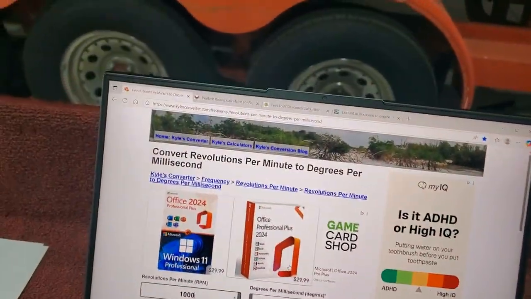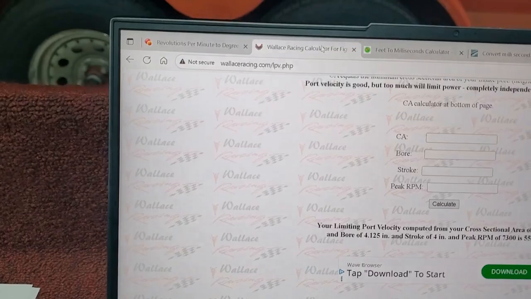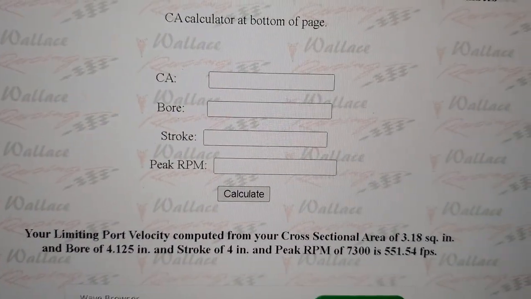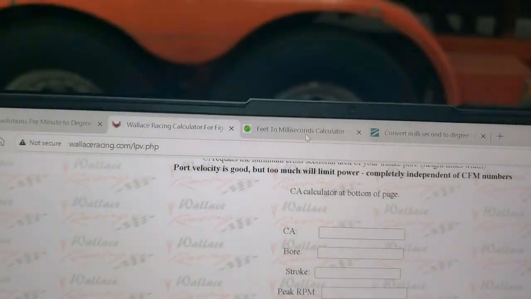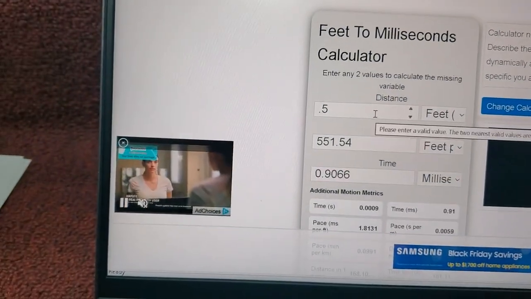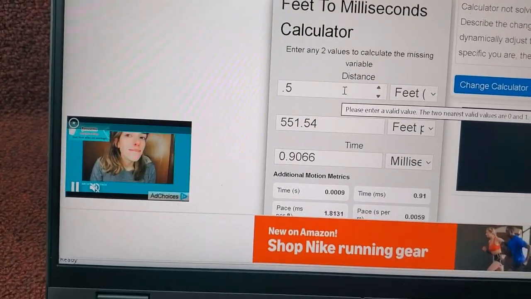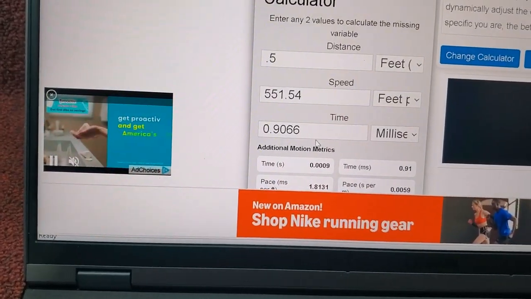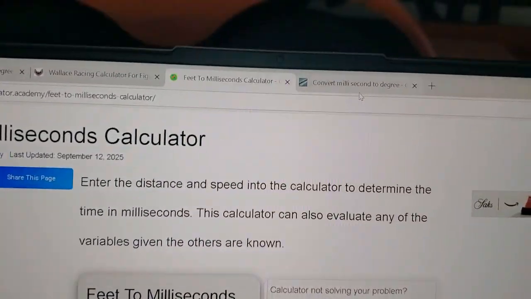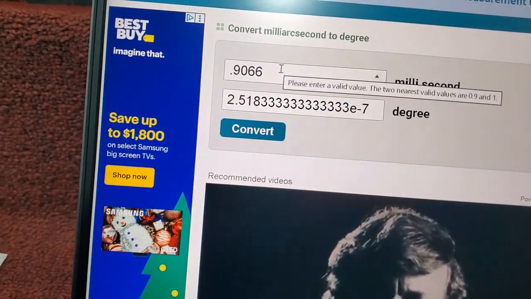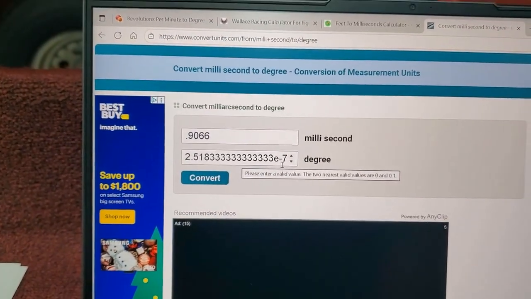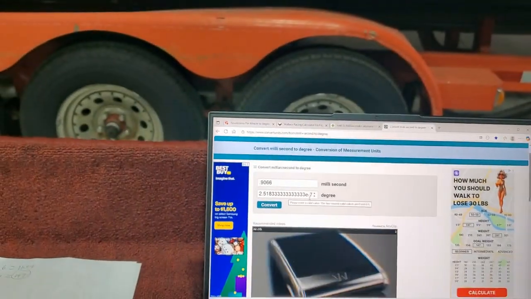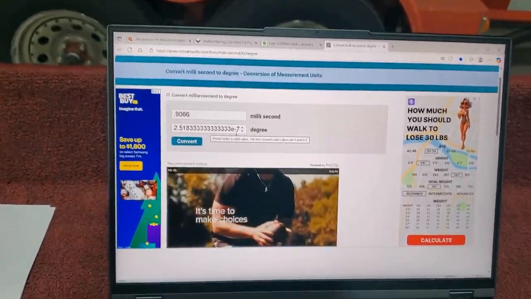And then if you want to know how far the fuel is traveling at a particular RPM, go to Wallace Racing and put in all your information there. On my engine, the velocity is 551 feet per second. Then you come to this calculator and put in about 6 inches, half a foot, 0.5 feet, and you get 0.9 milliseconds. Then you come to the millisecond to degree calculator, and you put your time there, and that is your degrees of travel. So at 7,300 RPM, it takes 2.5 degrees of rotation for the fuel to leave the injector and go to the far side of the intake valve.